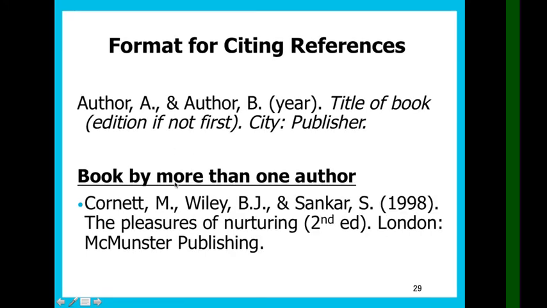Next naman, if the book has more than one author, so we have Cornet, M., Willie, B. J., and Sankar, S. So you will use this as the symbol for and. And then you use commas to separate the names of the authors, and use the initials of the name and the middle name for the authors. And then the year, and then the title, and then second edition if there is an edition. Then London is the city, and the publisher is McMonster Publishing.